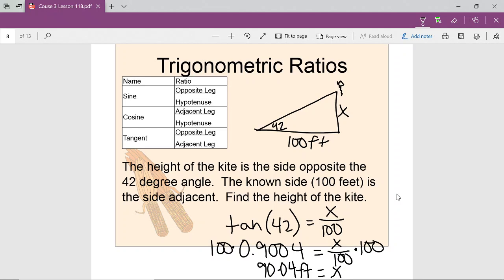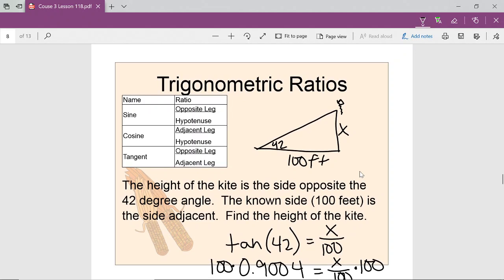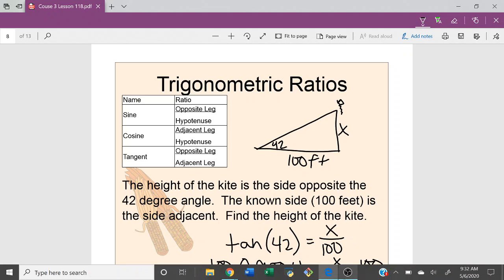So we can use our trig ratios in order to solve problems where we can find sides of this triangle that we might not know. Okay, so we use trig ratios for a lot of different things in math and in our world, and this is just a brief introduction to that. I hope this video helps with your homework and for studying.